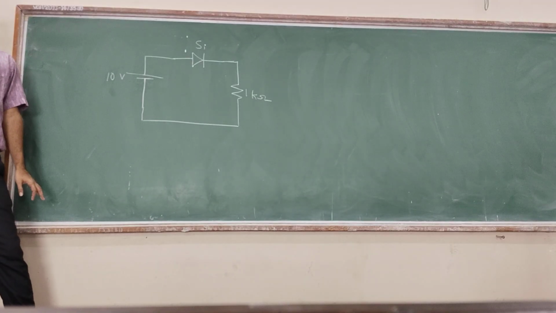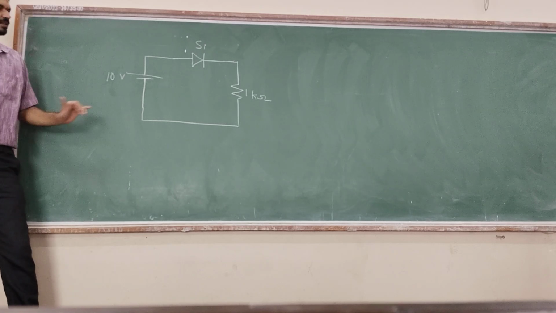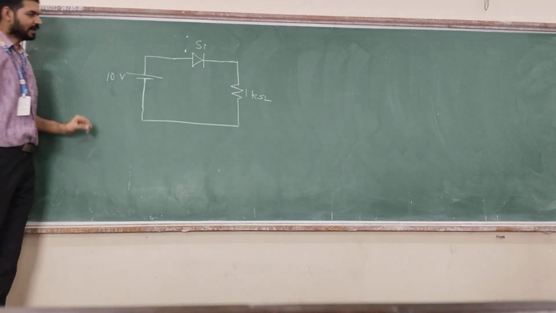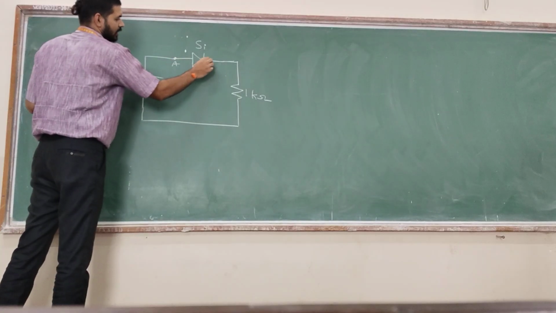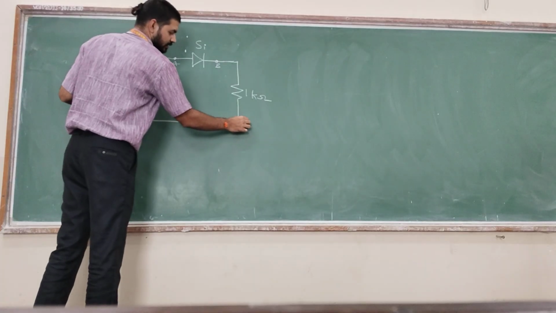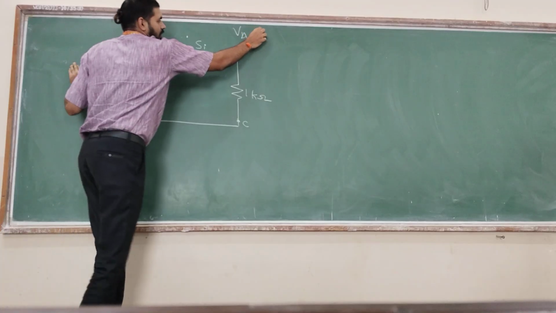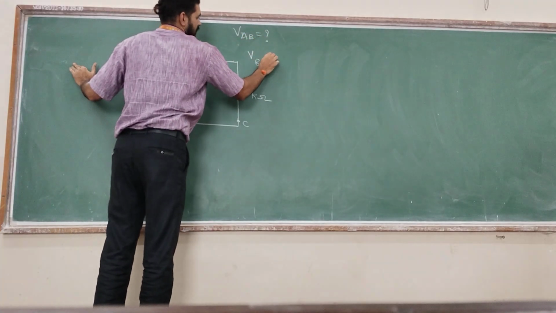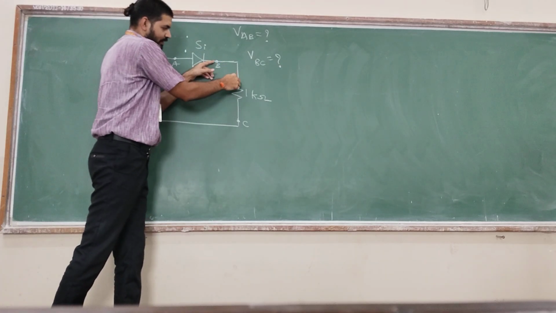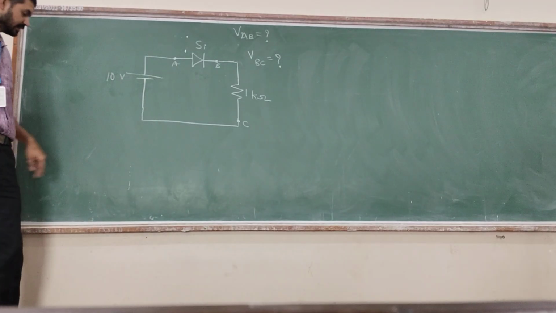They will start with one simple problem. So here they will ask you to find the voltage between point A and point B and point B and point C. So you need to find VAB and VBC. Now don't get confused, this point and this point are the same point. Okay. This is the same point.